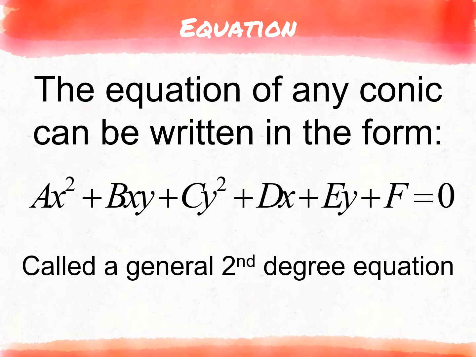The equation of any conic can be written in this form. And this is called a general second degree equation, meaning you'll likely have two exponents that are 2. It's still our highest exponent, so we do say second degree. But if I'm given an equation like that, I have no idea how to graph that, right? So we need to transform it into something we do know how to graph.